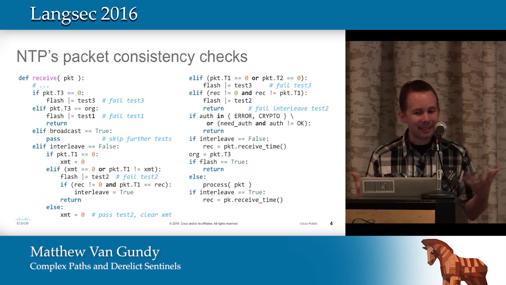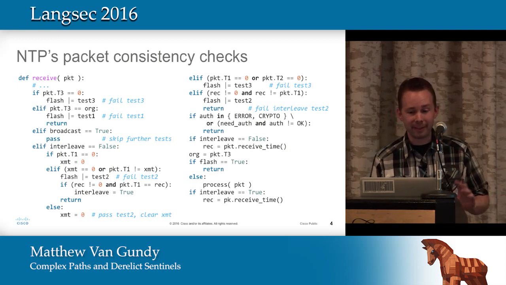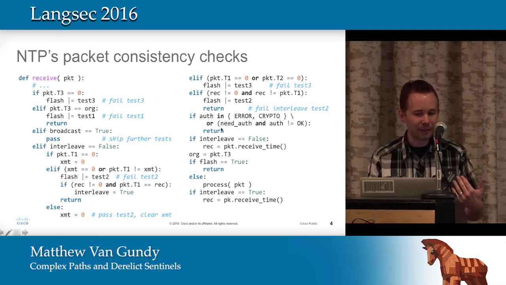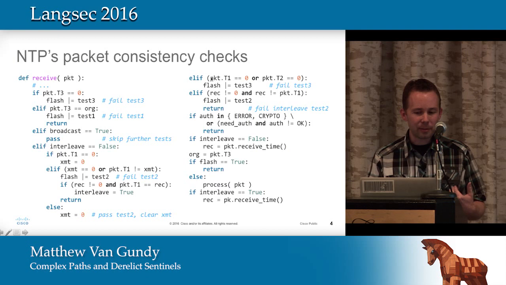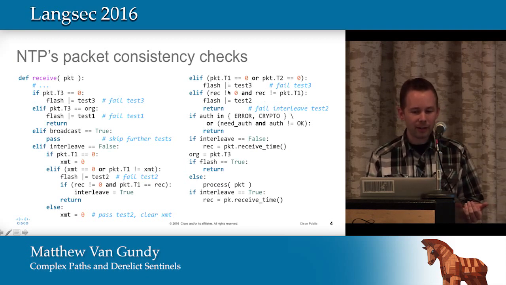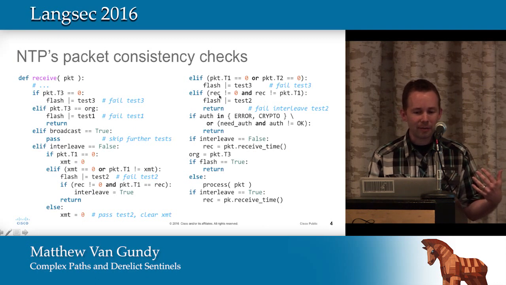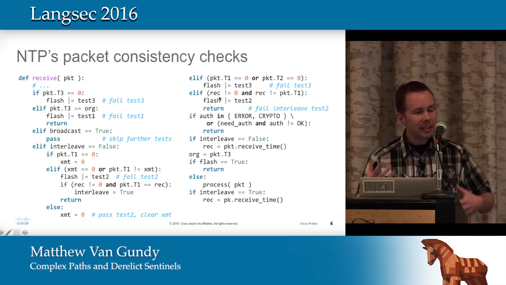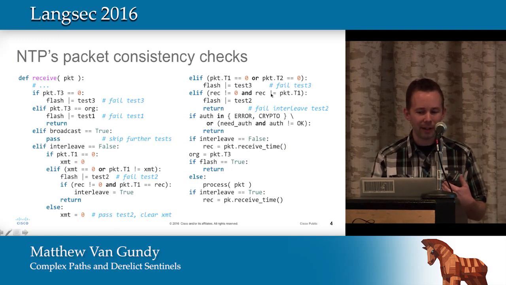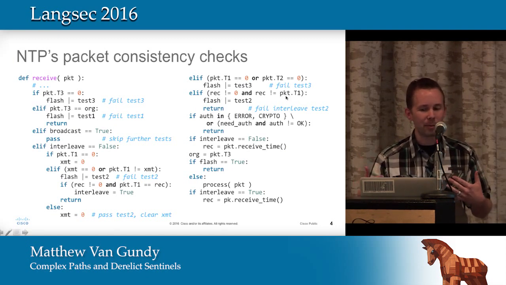Yeah, and keep in mind this is incredibly simplified. If we've made it down through these if checks, we're in interleave mode. At this point it checks again: is the server unsynchronized? In interleave mode, it uses the receive timestamp instead of the transmit timestamp. If that's non-zero or not equal to the origin timestamp from the server, we fail the interleave mode check.